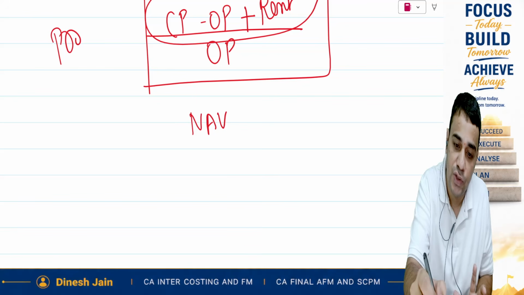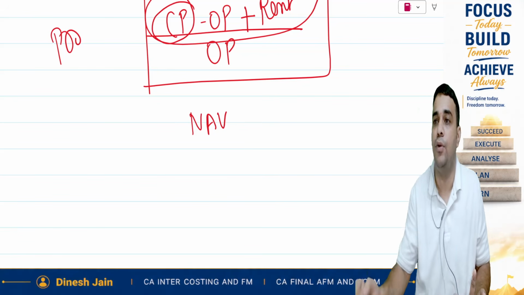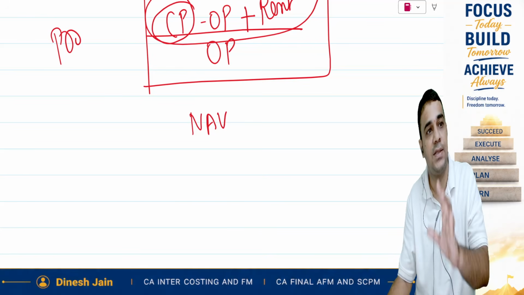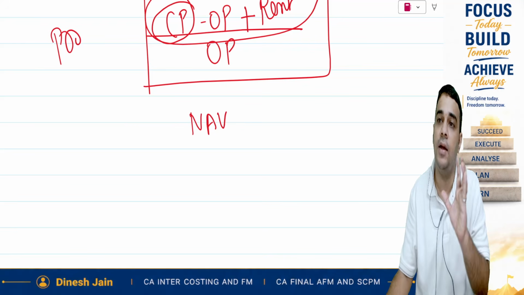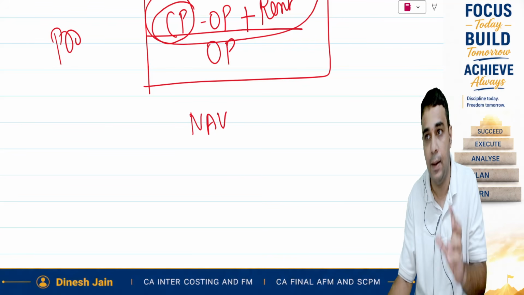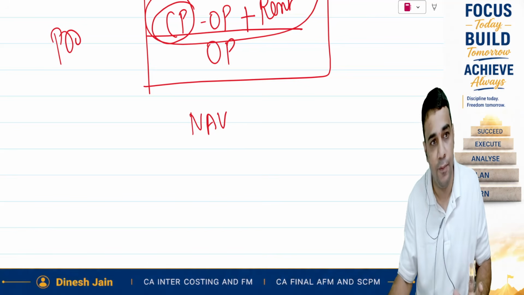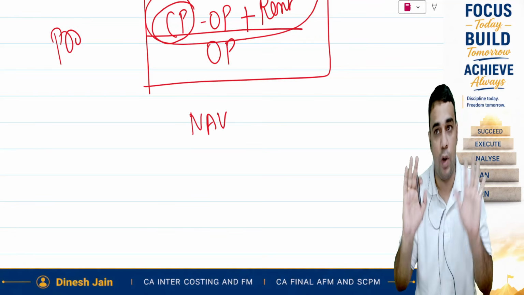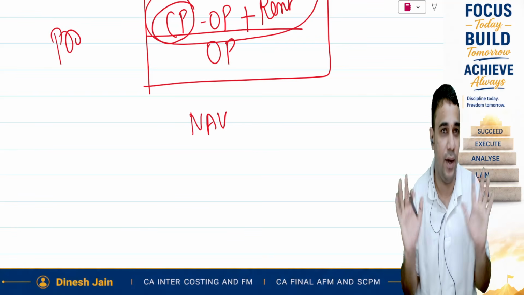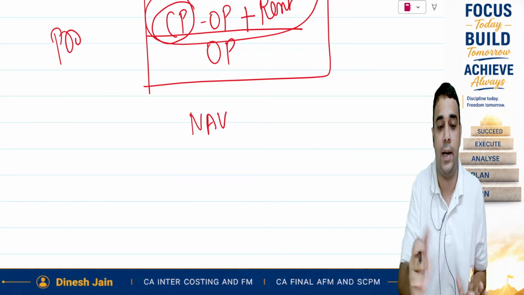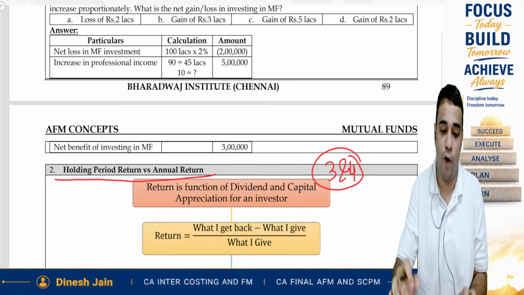So the formula is closing net asset value minus the opening net asset value plus the dividend income, divided by the opening net asset value. What I get back minus what I give, divided by what I give, into 100. This is what the formula is. I don't even want to get into the formula. If ICAI allows me, I'll write the formula not like this. For me, the formula is this.